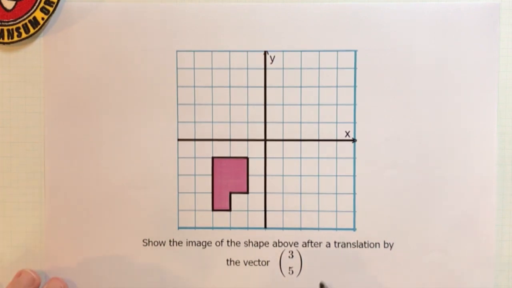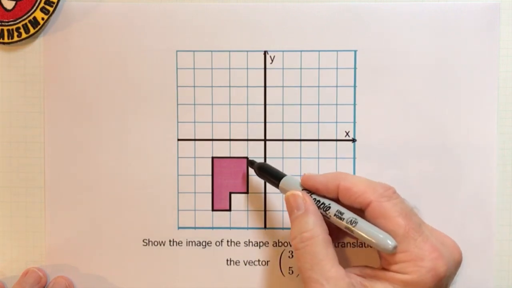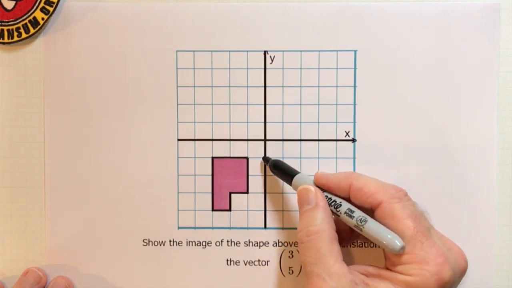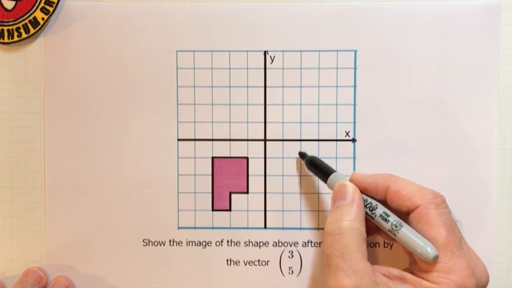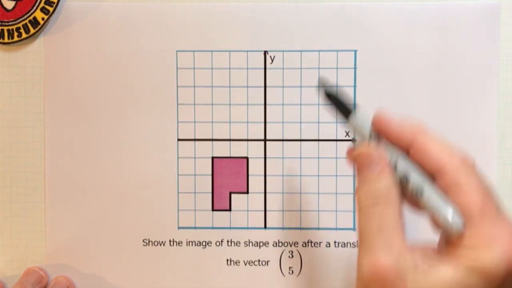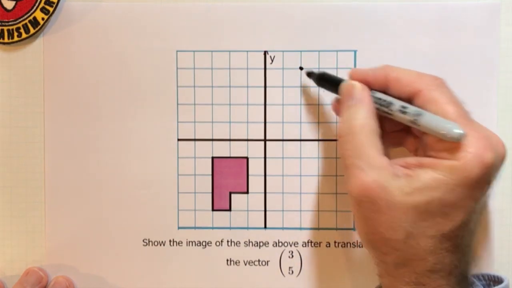And this, quite simply, means that this shape is going to go 3 squares to the right and 5 squares up. That's like the x and the y displacement. So 3 squares across to the right and 5 squares up, x and y. So let's start with the top right point. 1, 2, 3 squares across. 1, 2, 3, 4, 5. The top right point is going to be here.